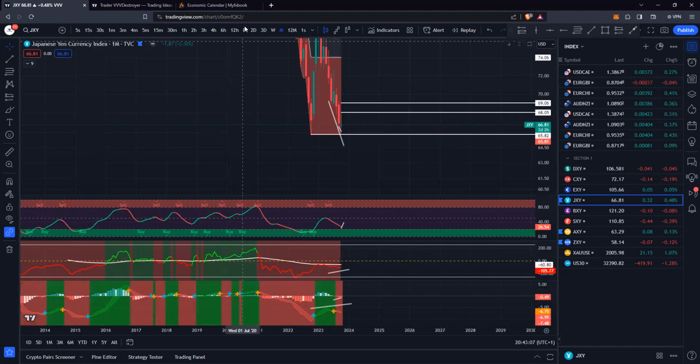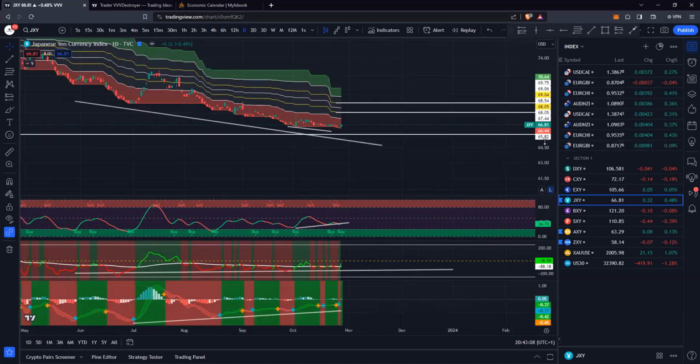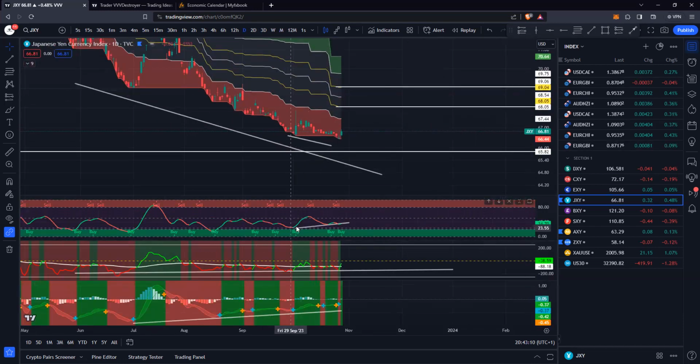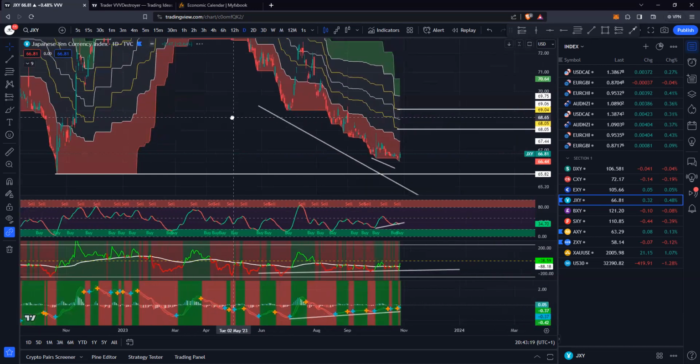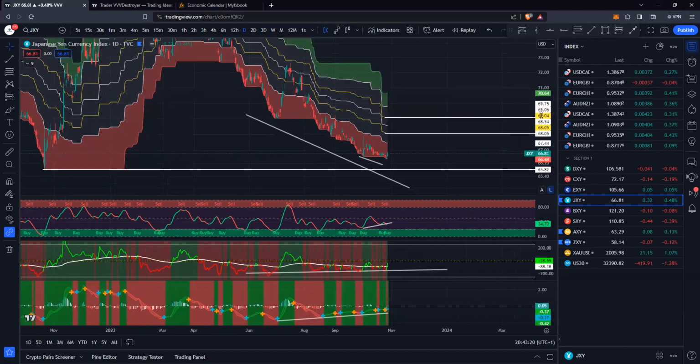So as you see on daily, there is huge structural divergence right there and right there. So we are moving to the zero line, which makes a structured change.